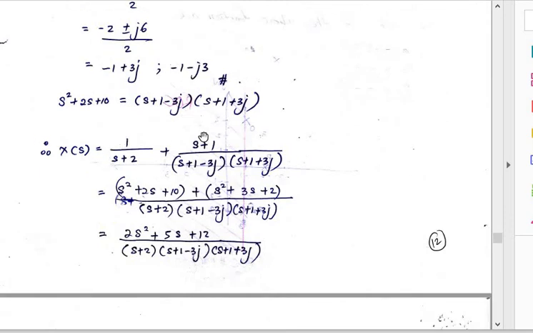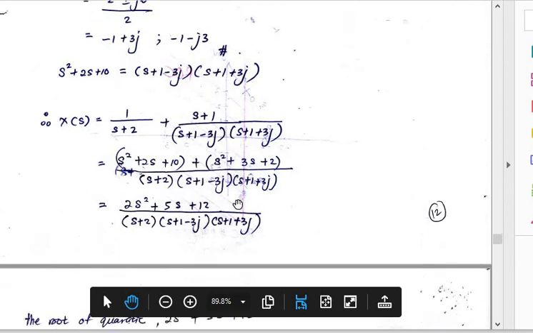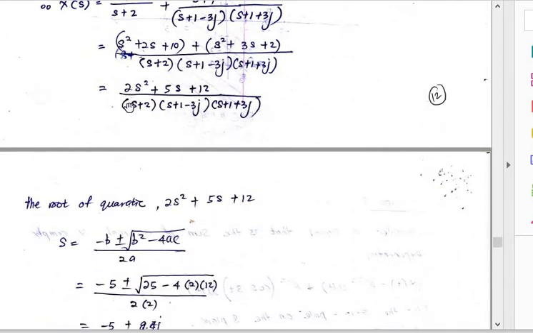Since you have the operator again, we must equalize the new denominator. So you multiply s plus 2 with this part, (s plus 1 minus 3j)(s plus 1 plus 3j). For this side also the same, you multiply with s plus 2. This is the operation, and then we simplify and you get 2s squared plus 5s plus 12 over (s plus 2)(s plus 1 minus 3j)(s plus 1 plus 3j).